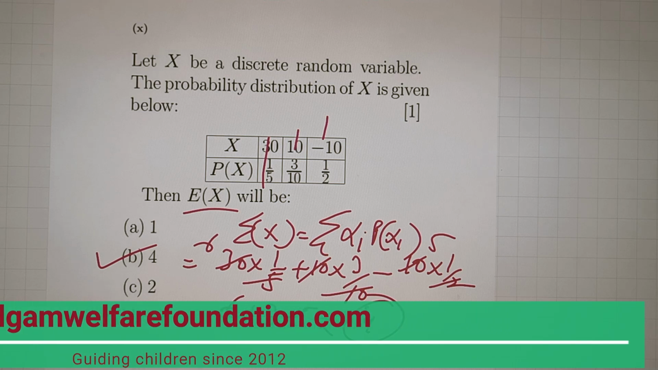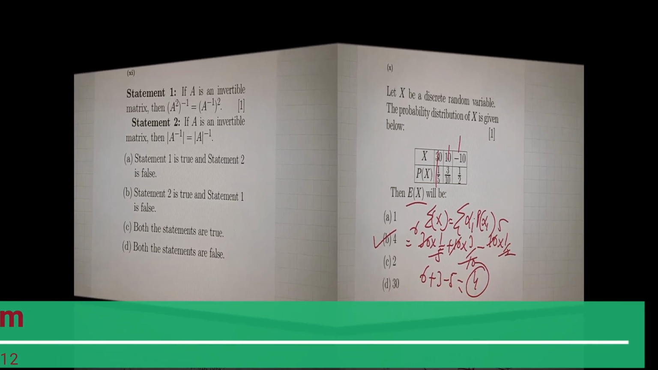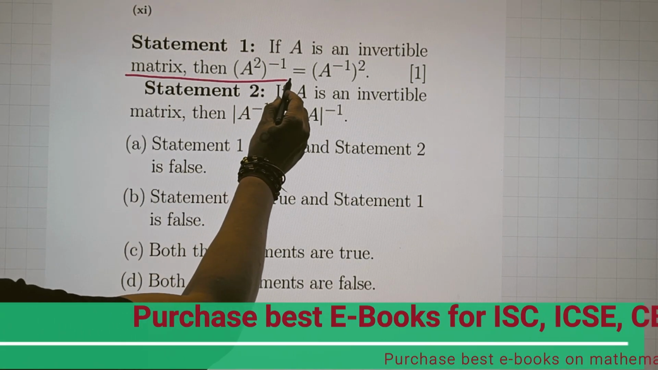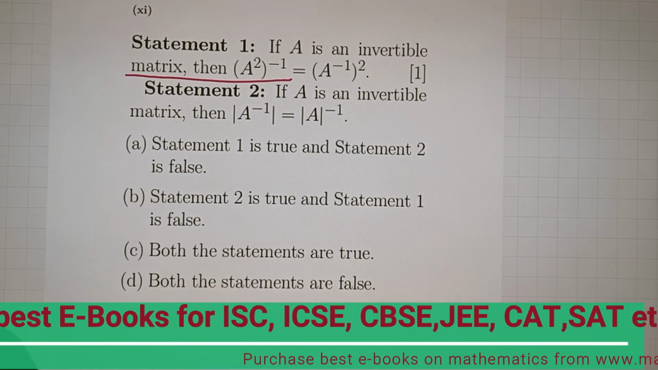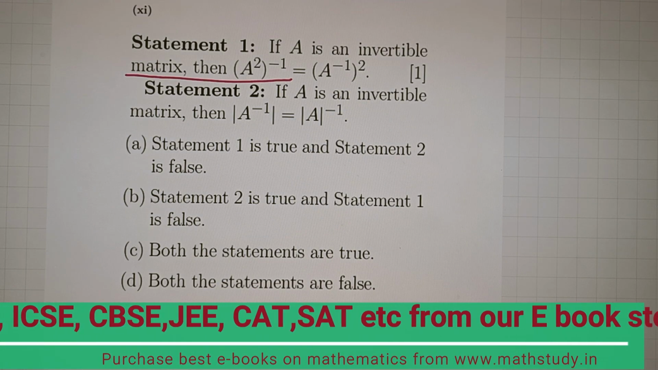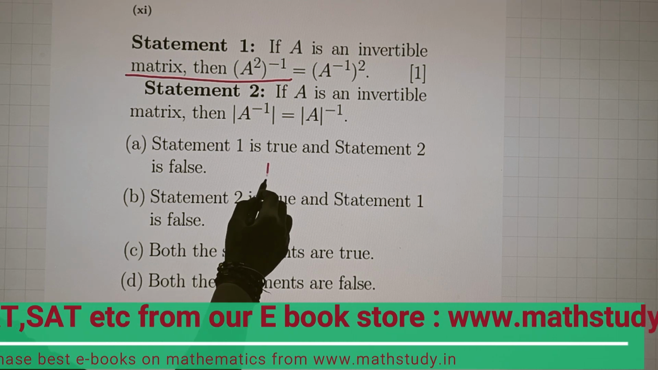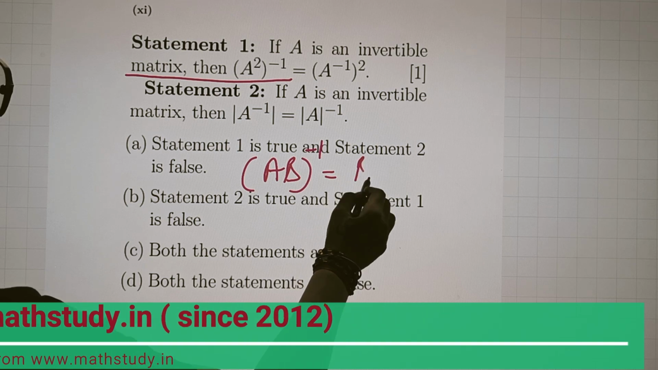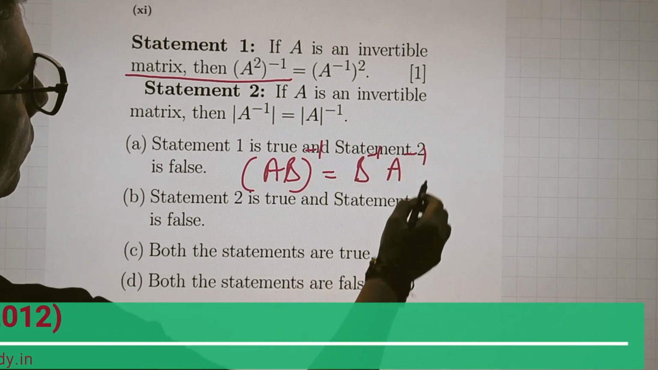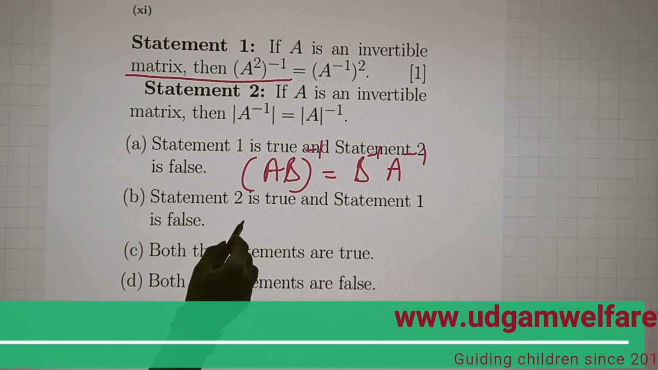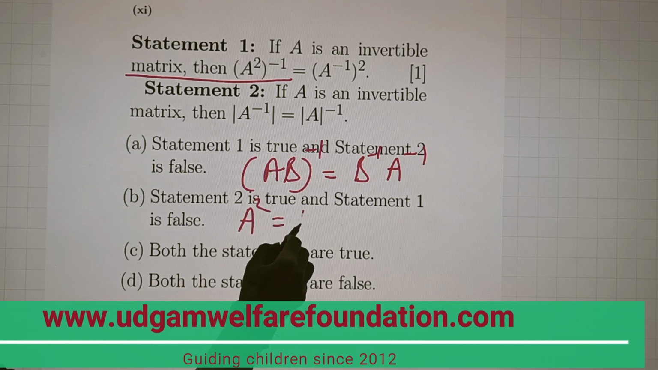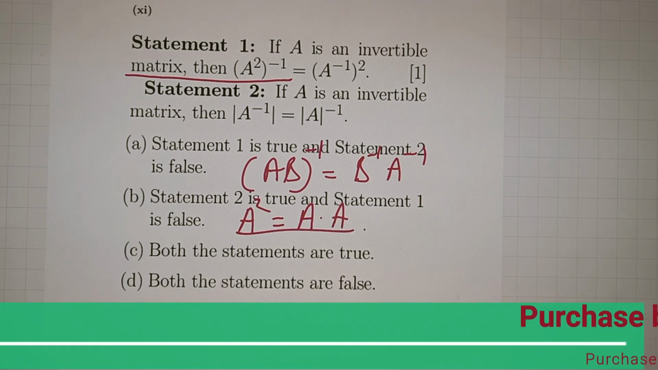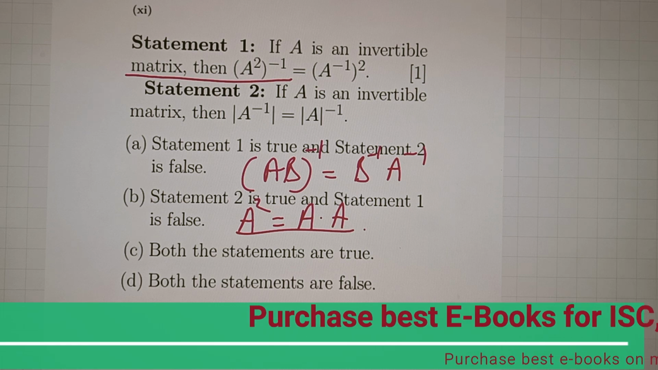Now let's move towards the 11th part of the first question. Here we have the first statement, which states that if A is an invertible matrix, then A square whole inverse is equal to A inverse whole square. Let's first understand the property of inverse. We know that (AB) whole inverse is equal to B inverse into A inverse. Also we have A square is equal to A into A. By using these two properties, we can verify our first statement.